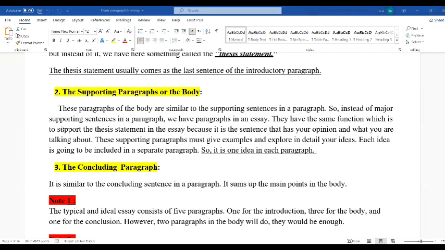In the body, we have at least 2 paragraphs. On average, it's like 3 or 4 paragraphs in the body. So at least we will have 2 paragraphs in the body, and maybe 3 or 4 or 5 sometimes, but you are supposed to write at least 2 paragraphs in the body.